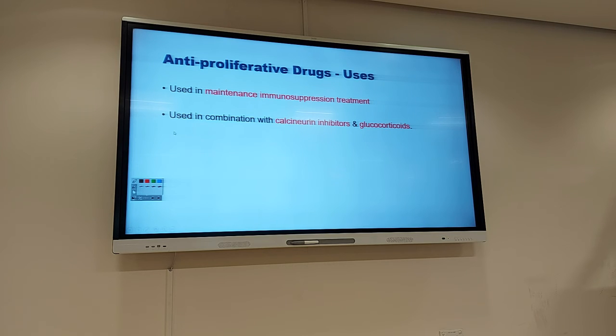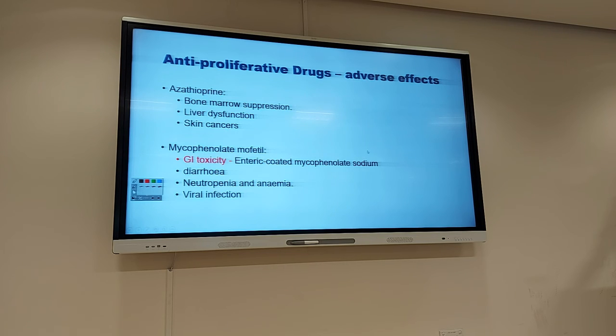So they are used as mainstay, as I said, in combination with calcineurin inhibitors and glucocorticoids. The adverse effects of other thiopurines are bone marrow suppression, liver dysfunction, and skin cancers. Mycophenolate mofetil causes GI toxicity, but we sometimes use the enteric-coated mycophenolate sodium to prevent this from happening. It can cause diarrhea, neutropenia, and anemia.